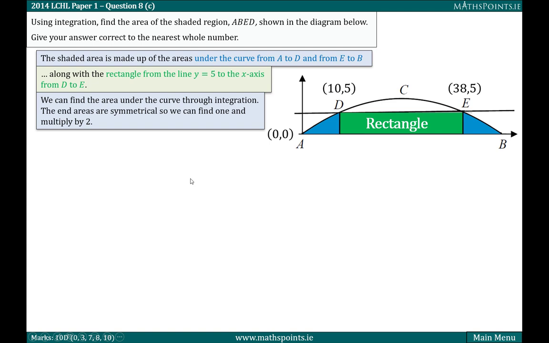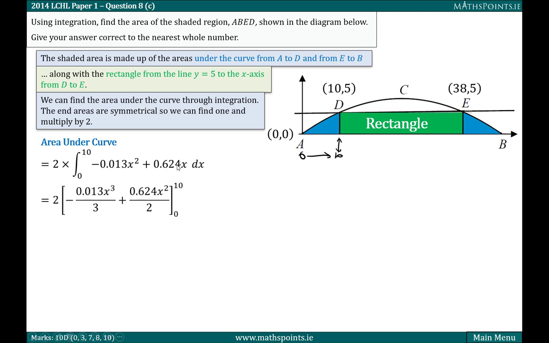Okay, so let's go and integrate the function. We're going to integrate the function minus 0.013x squared plus 0.624x from x equals 0, which is here, to x equals 10, which is here. When we integrate a polynomial like this, we increase the power. So it becomes minus 0.013x cubed, divided by the new power, so divided by 3. And then plus 0.624x squared divided by 2. So 10 and 0 are the limits of integration. Remember, the 2 is just because it's symmetrical.